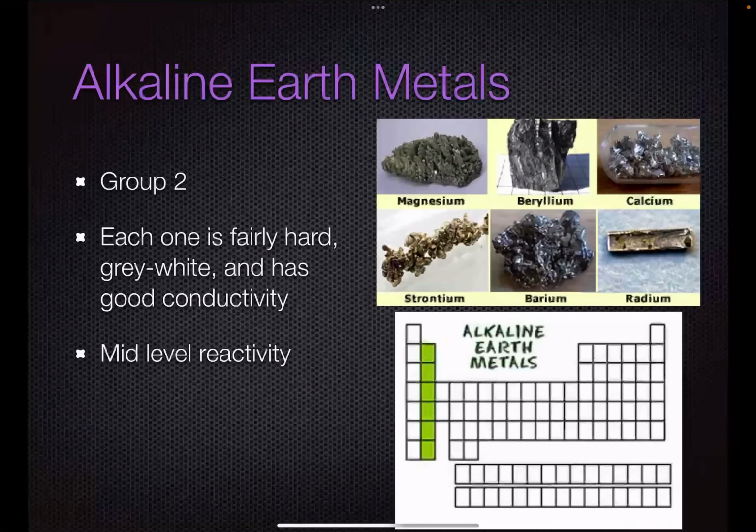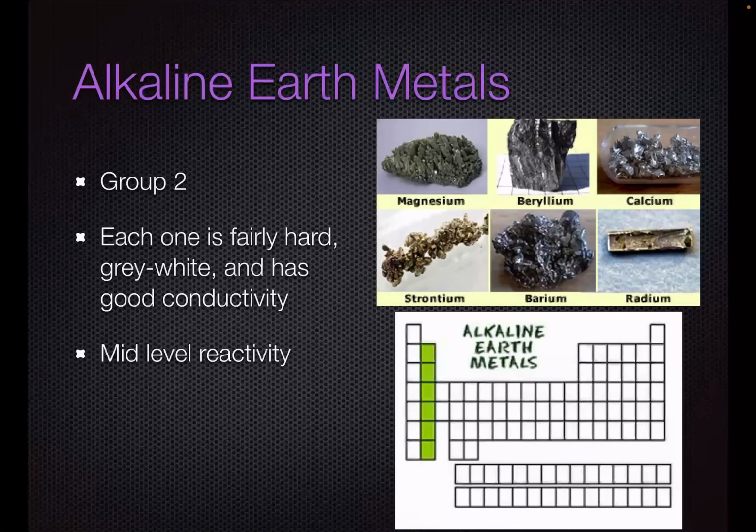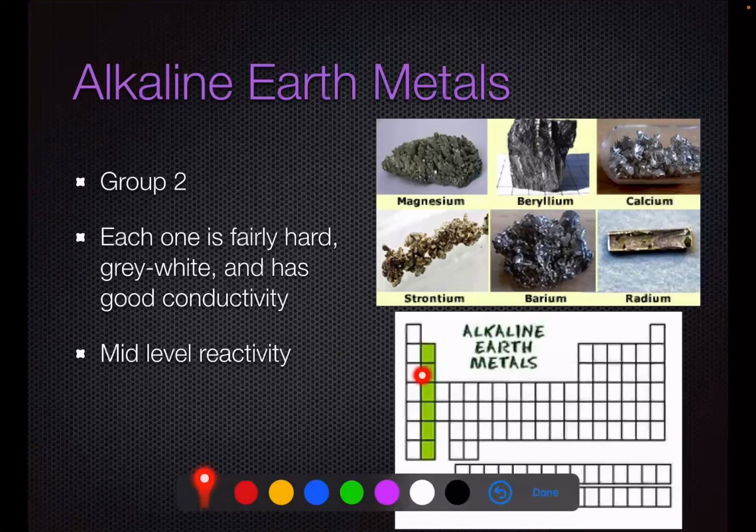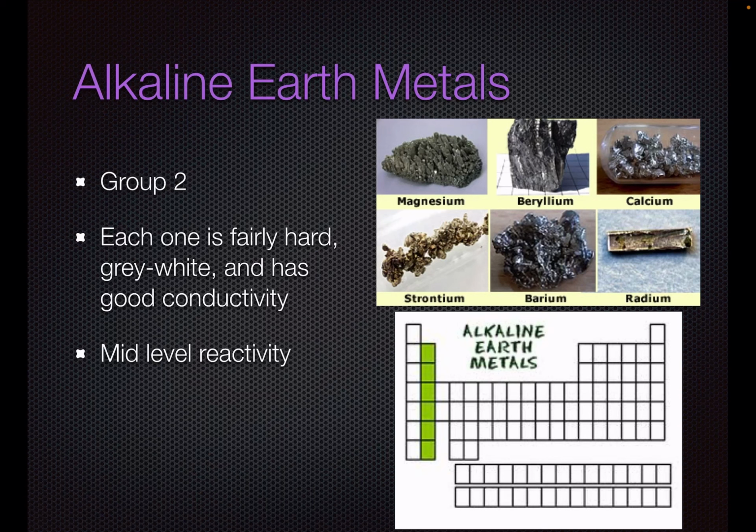All right, the next group is going to be the alkaline earth metals. So you're going to choose a different color, and you're going to color in all of group 2. And then again, you're going to have a square, and you're going to color it in that color and say alkaline earth metals, somewhere towards the top of your periodic table. While you're coloring those in, I'm going to talk about the alkaline earth metals.